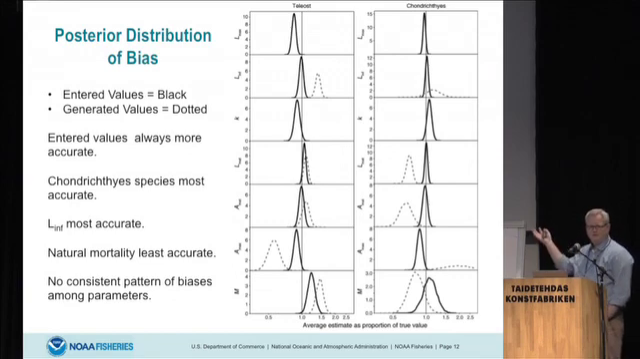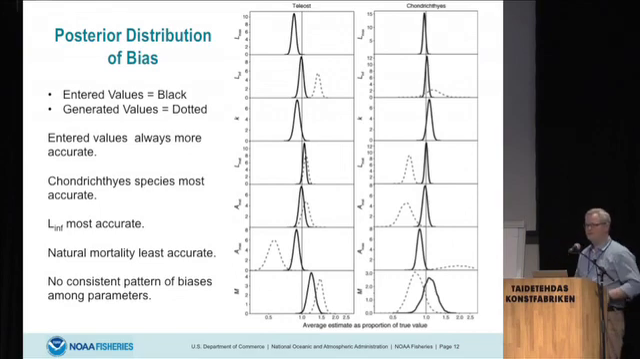Some general observations you'll see here are that the entered values are always more accurate compared to the generated values, and that the sharks and ray species that we had information on are usually more accurate than the bony fish. And of these parameters that we're looking at, L infinity seems to be the most accurate in both categories, whereas natural mortality down here at the bottom has the most variability.